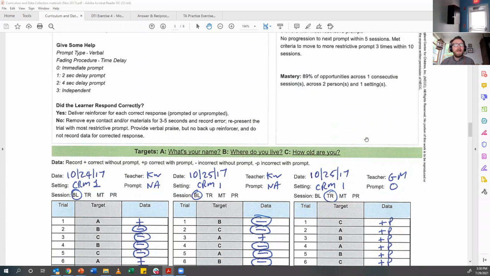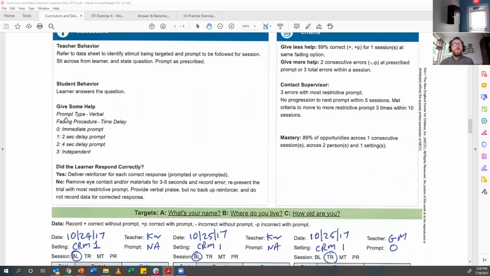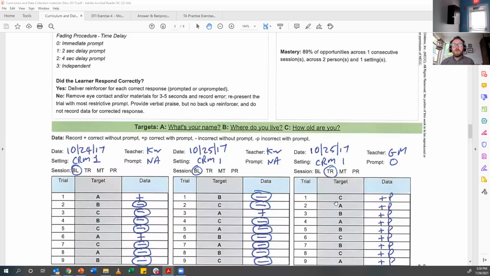If we scroll up just to see what that means, the prompt type is a verbal prompt, and prompting step 0 means that we are immediately prompting the student to engage in the correct response, okay? So for that first trial, target C, we are saying, how old are you? And immediately prompting the correct response. Let's pretend our student is 5 years old. How old are you? 5. If the student can follow that verbal prompt, he's going to say 5.